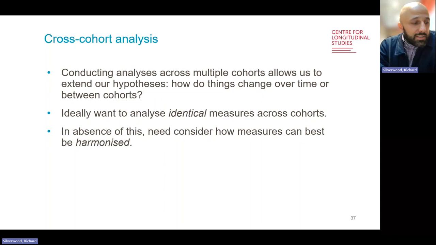If we don't have absolutely identical measures, then we do need to think about how measures can best be harmonized across cohorts. And I think this has been mentioned already. For some of the variables that we have in the cohorts, there have been programs of work harmonizing these measures across the cohorts.